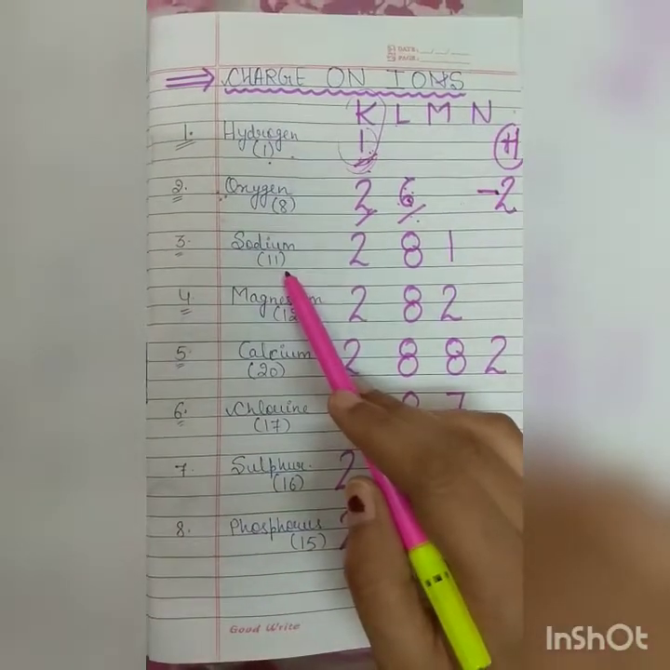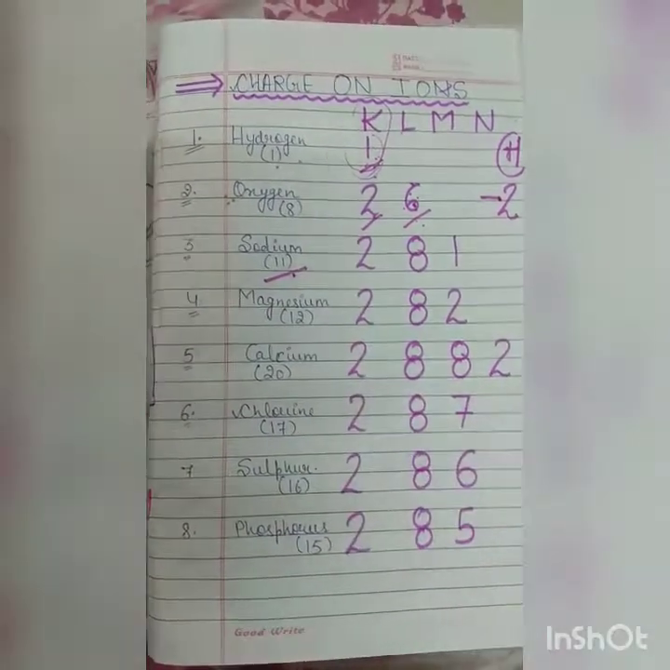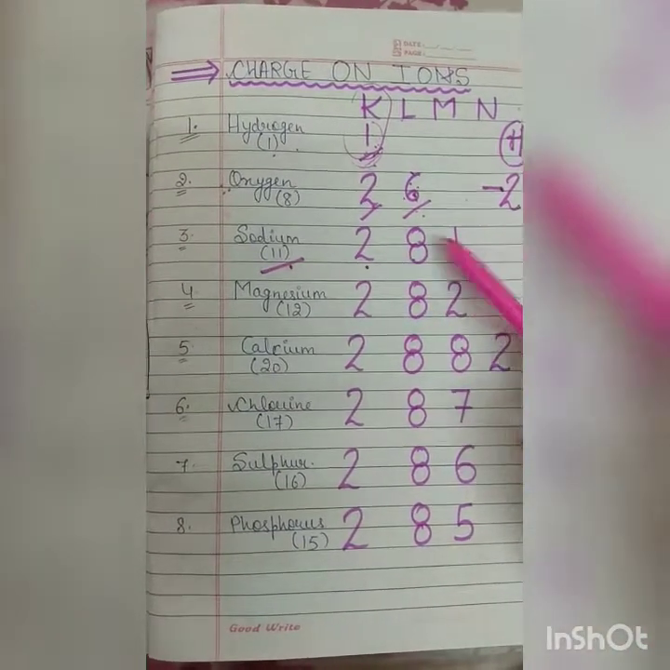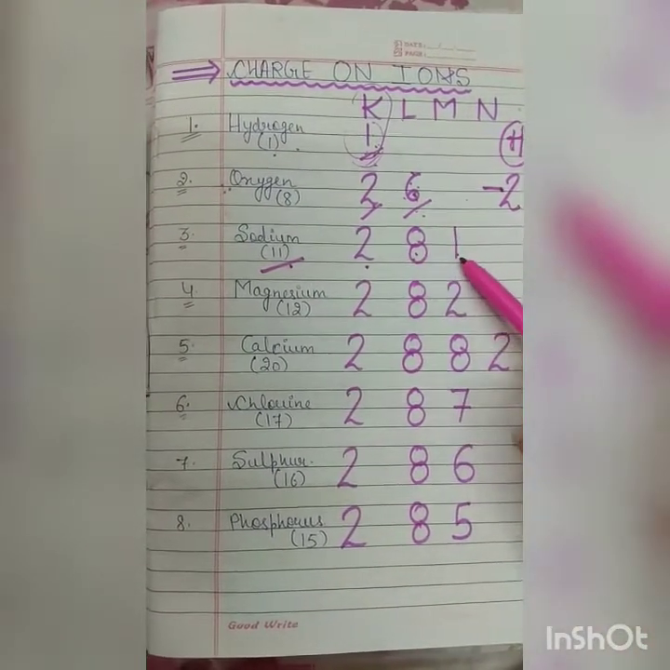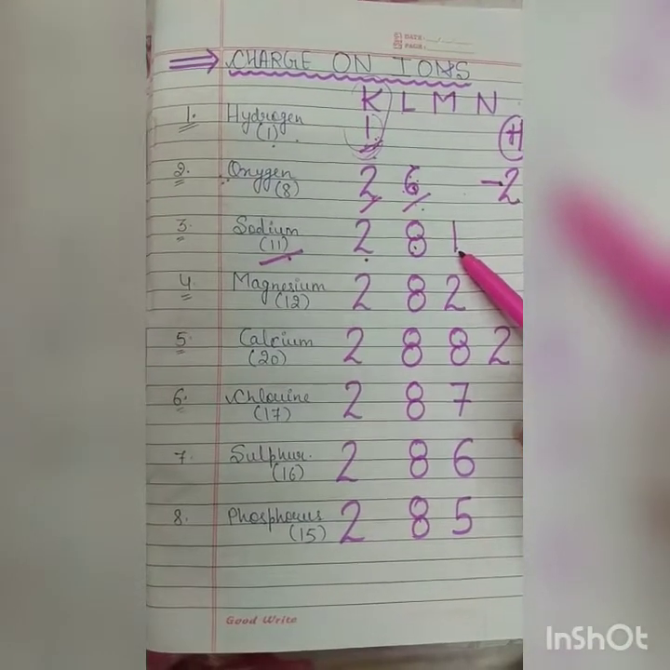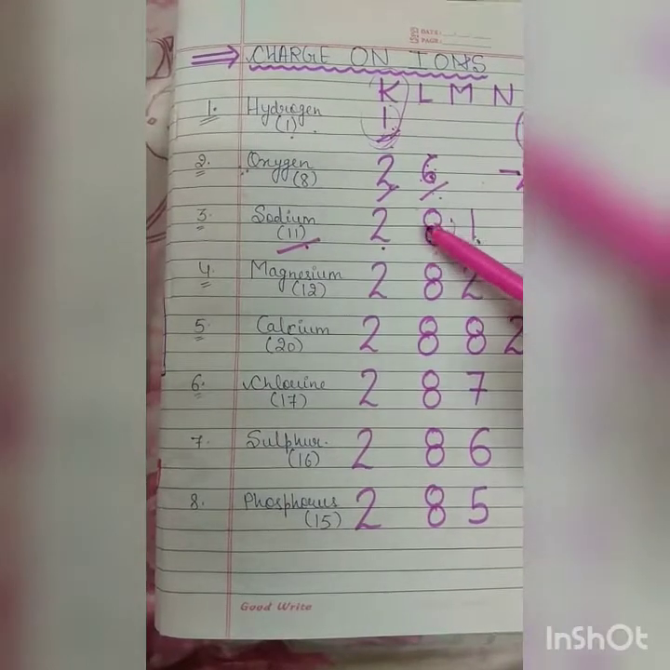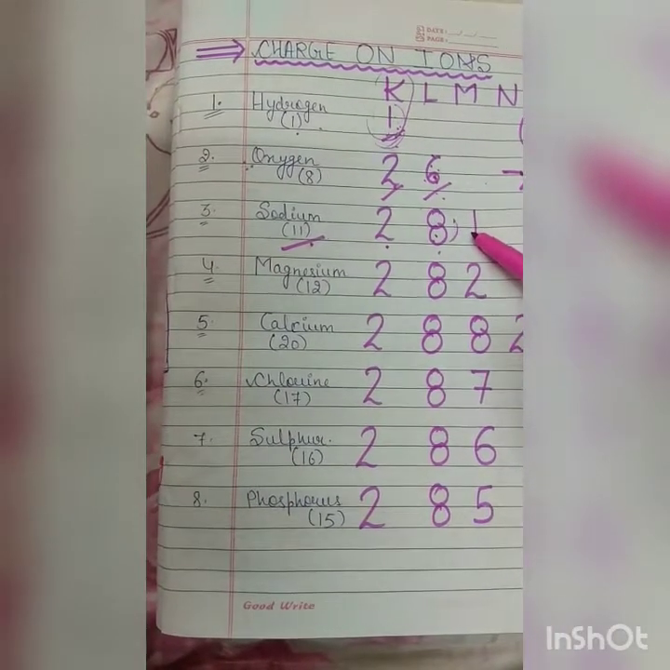The next we have is sodium. Its atomic number is 11. So its electronic configuration is 2, 8, 1. 2 plus 8, 10. 10 plus 1, 11, right? Okay, as the L shell can maximum have 8 electrons, so the last electron will be transferred to the M shell.